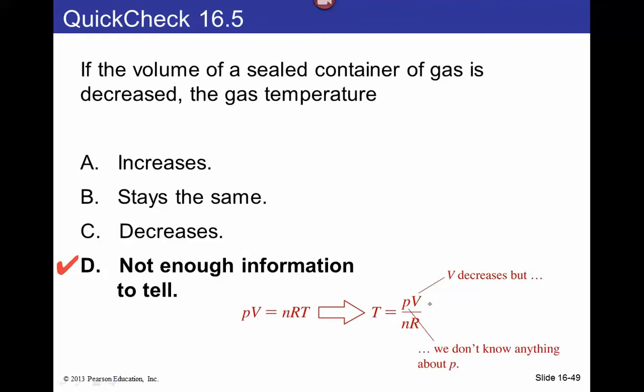Well, if the volume decreases, let's just take the ideal gas equation, PV is equal to nRT. We're going to write it as T equals PV divided by nR. This is not changing. V decreases, but we don't know anything about P. So there's not enough information to answer this question.